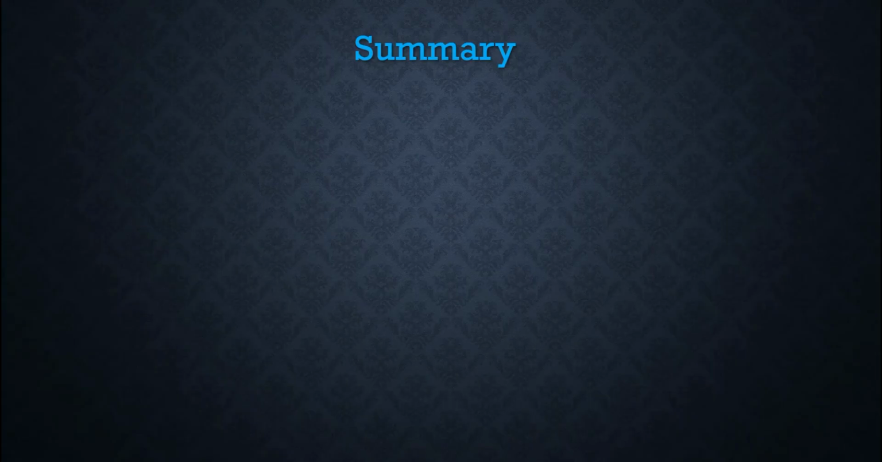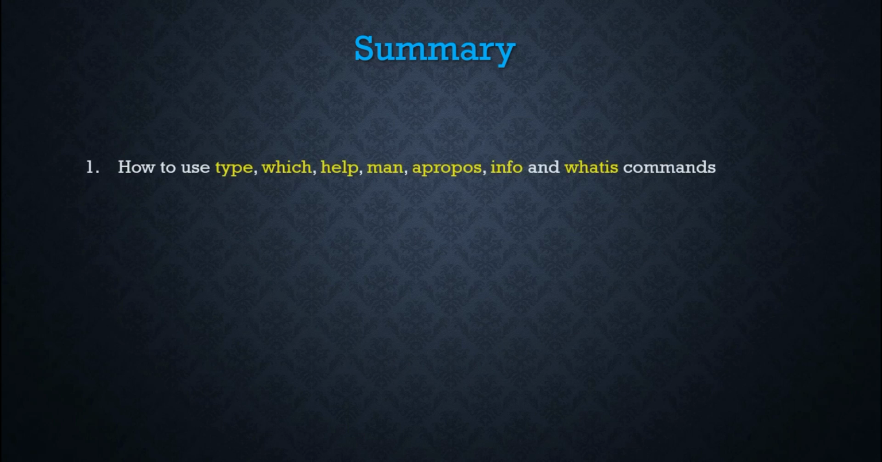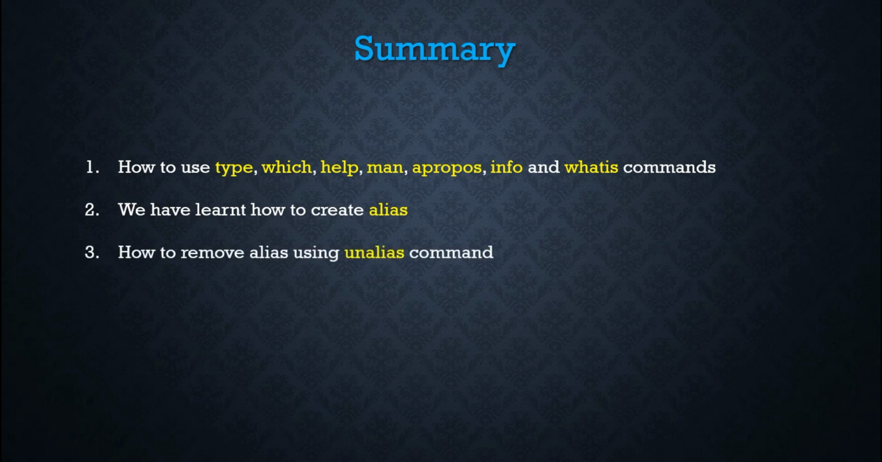So now it is time to summarize what we have learned in this session. We have learned how to use different commands such as type and which, how to get help, how to use the man page, and how to use the apropos command. Also, I have shown you how we can use the info command to get information about a command, and we can also check what a command is. For example, a short description can tell you what the command is. We have also learned in this session how we can create an alias and how we can remove an alias using the unalias command.